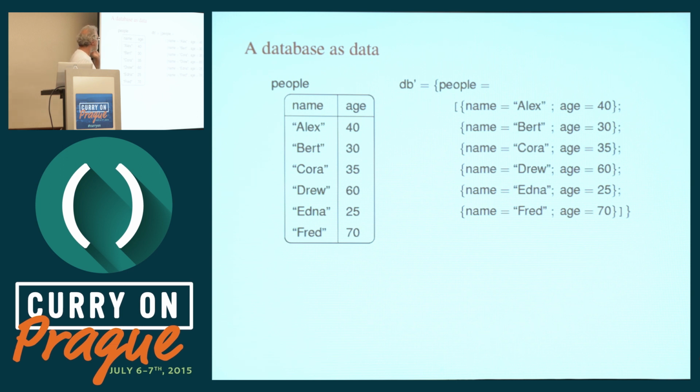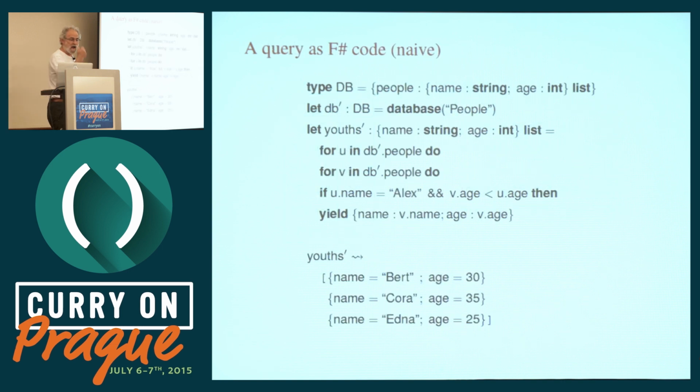And I've used lists here rather than bags because that fits well with F#, which supports a list type rather than a bag type, but we won't care about the ordering of the elements in our list. Okay, so this is completely straightforward, right? And we could add a little construct to our programming language, database, which reads in the database and turns it into data in the form that I just showed you.